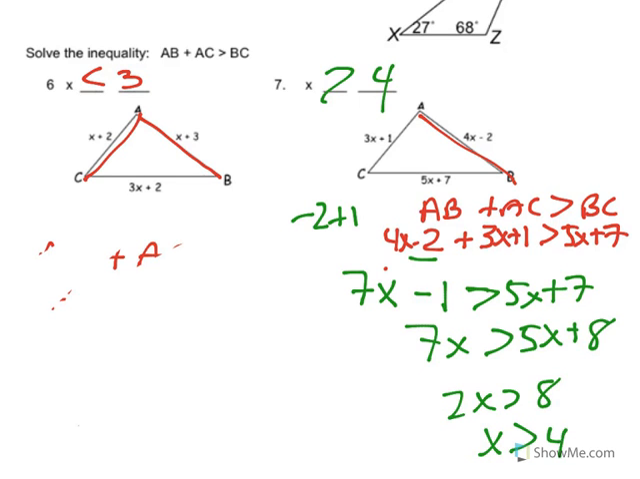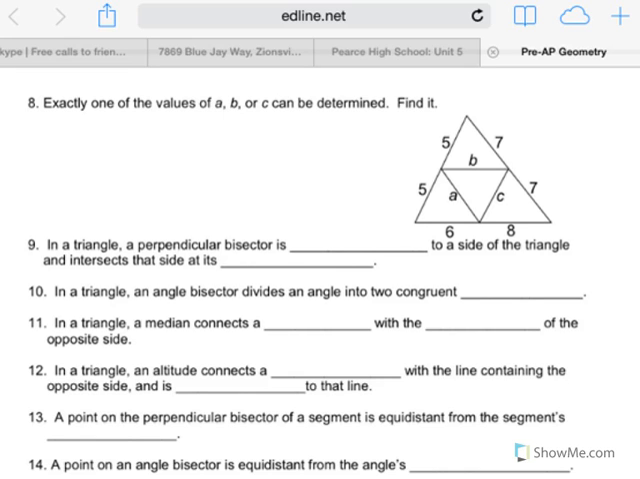Okay, next. It says exactly one value can be determined, and which one is it? Well, let's look. On the left side of this triangle, we have a 5 and a 5, so we know that's a midpoint. And then on the right side, we have a 7 and a 7. We know that's a midpoint. But 6 and 8, not a midpoint. So this right here is a mid-segment because it's connecting two midpoints. And so mid-segments have that special property.